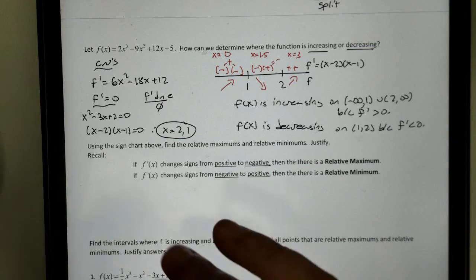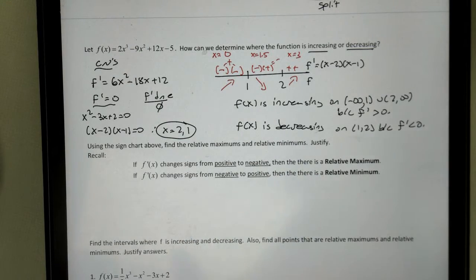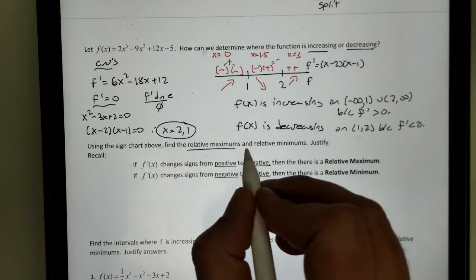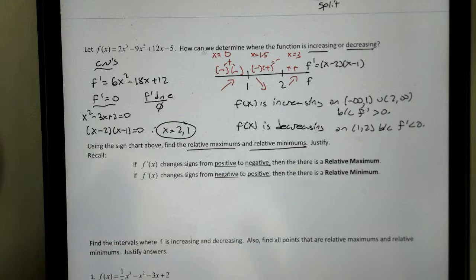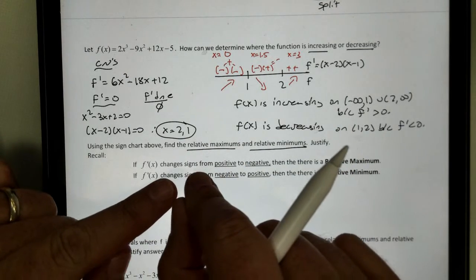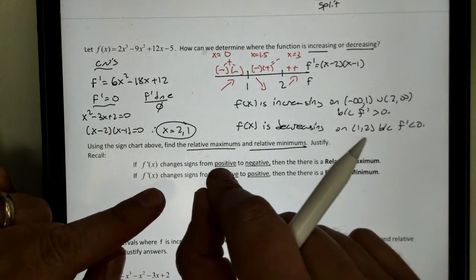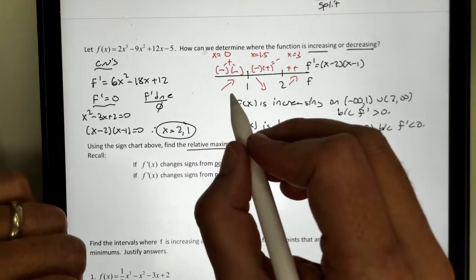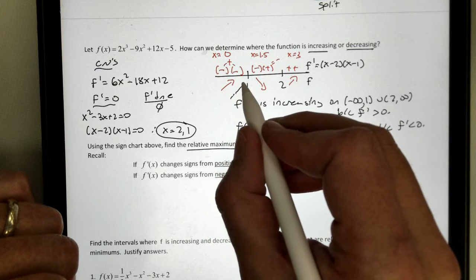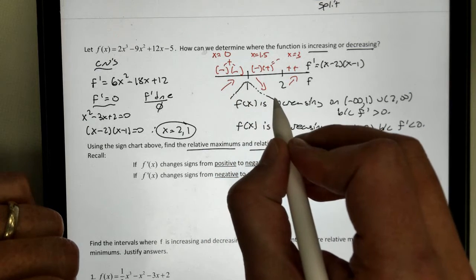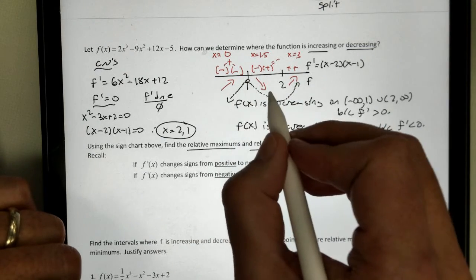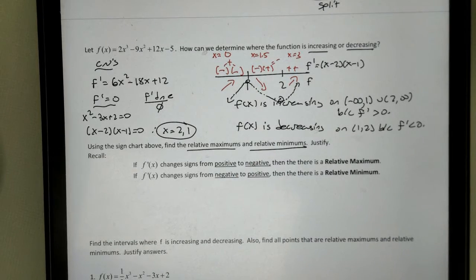Now, I can also use a sign chart to help me with other parts about the function. For example, what if I want to find the relative maximum and the relative minimum? Now recall, we said earlier that if the slope changes from positive to negative, we have a relative maximum. So look at this graph right here. Before 1, we're going up. And at 1, we're going down. But at 2, I'm turning the beat around again, and I'm going back up.